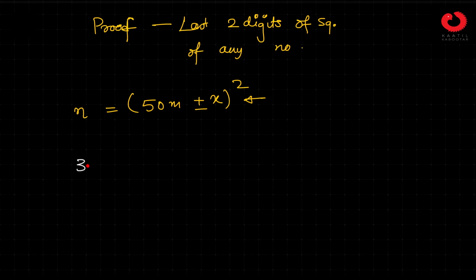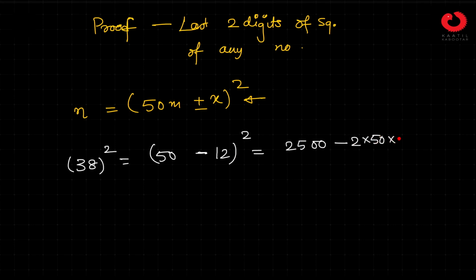Suppose I give you the number 38 and ask you to square it. Can you write 38 as (50 minus 12) whole square? Yes, we can definitely write this. Now let us expand this. You know that this is 2500 minus 2 into 50 into 12 plus 12 square. So this simplifies to 2500 minus 1200 plus 144.